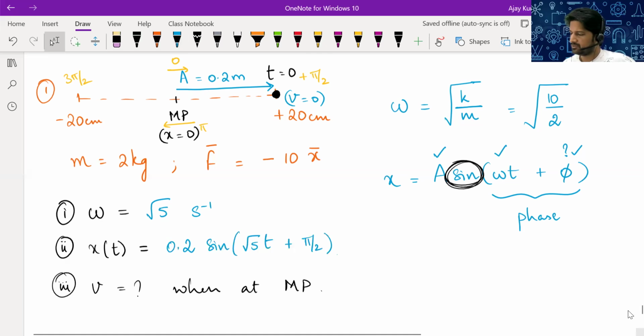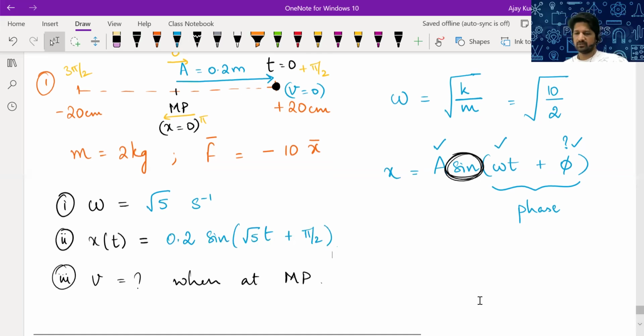Next, what is the speed of the particle when it is at mean position? When you gave the answer, it is correct. Which equation did you use? Or which formula did you use?